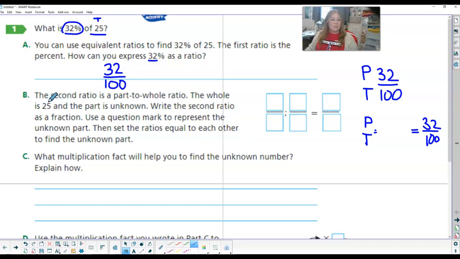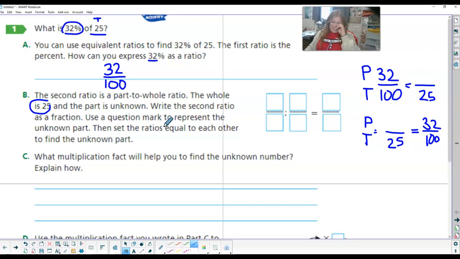So the whole is 25, right? It is out of 25. Of 25 goes on the bottom. So we're setting this up. 25 is the total. I can also put 25 here, as long as all my totals are in one spot and the parts are on the other and they match up. It doesn't matter if you put it first or second.